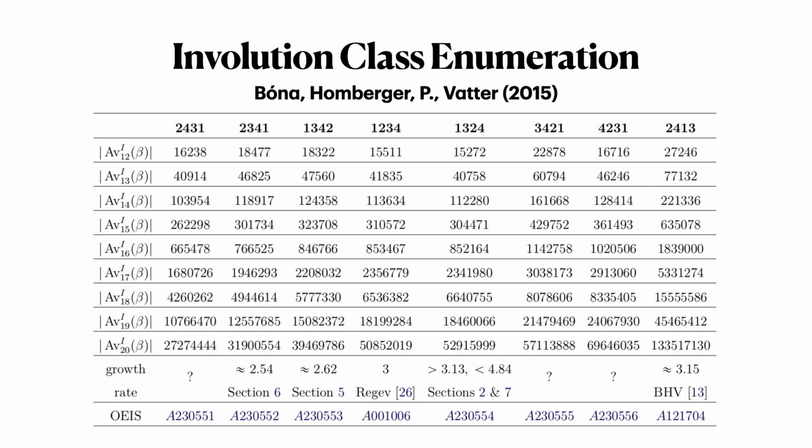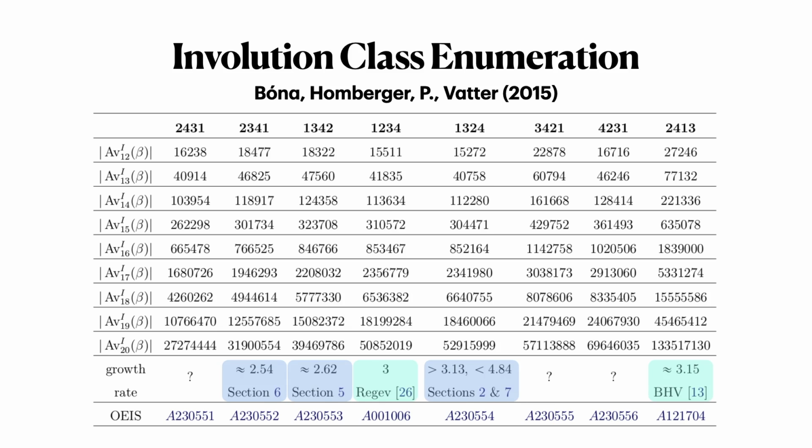In 2015 with Miklós Bóna, Cheyne Homberger, and Vincent Vatter, we looked at some of these involution classes where B contains a pattern of length 4. Here's a table showing part of the counting sequence for 7 such classes. 2 of the growth rates at the bottom were already known. 2 more we were able to calculate exactly.